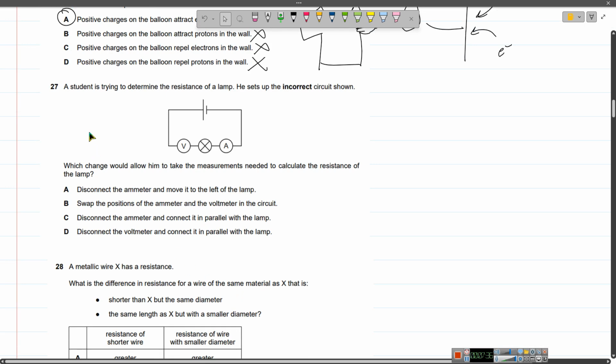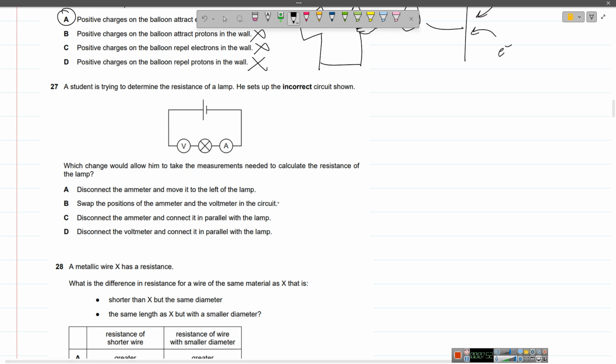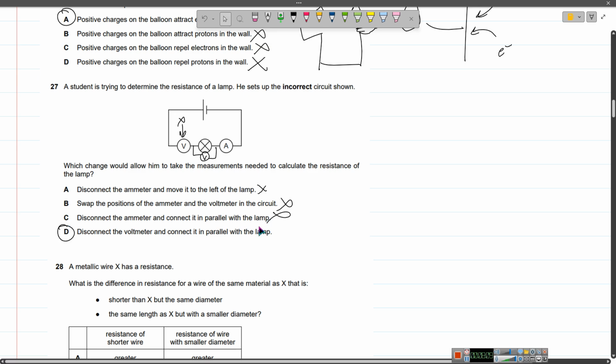Okay, our student is trying to determine the resistance of a lamp. He sets up the incorrect circuit shown, right? Which change would allow him to take the measurements needed to calculate the resistance? Disconnect the ammeter and move it to the left of the lamp? No. The ammeter is in series, that is correct. So changing the position of the ammeter will not do anything, because it's the voltmeter that is incorrect. It has to be attached parallel to the lamp, right? Disconnect the voltmeter and connect it parallel to the lamp. D, right? So all three of the others are wrong.